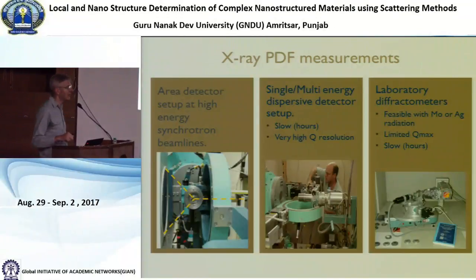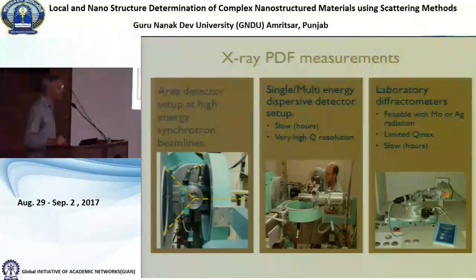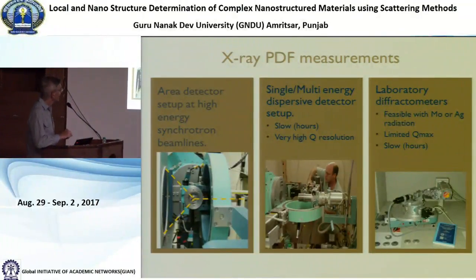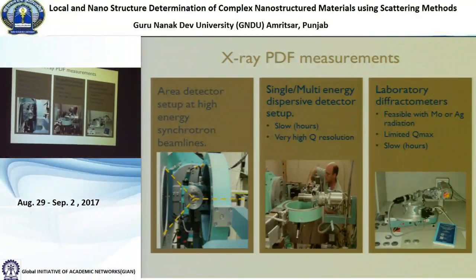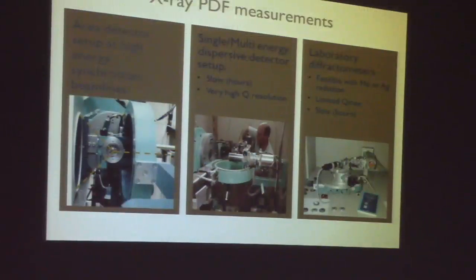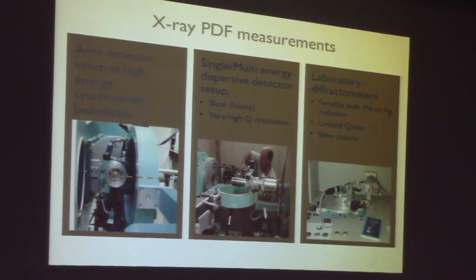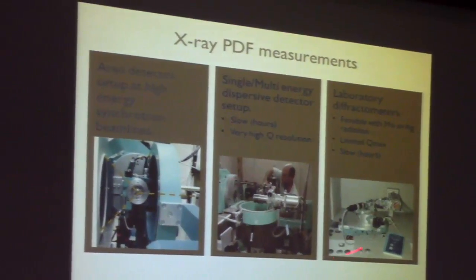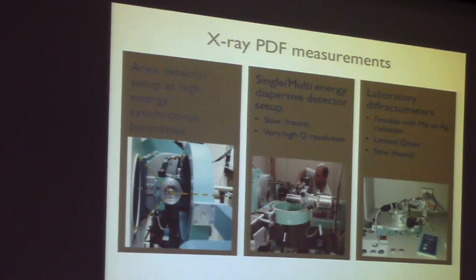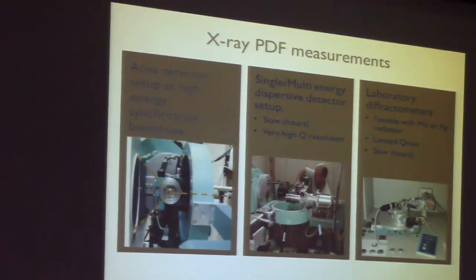So the key thing to actually do PDFs in laboratory instruments is that you have to have a molybdenum K-alpha or a silver K-alpha source. So the actual X-ray tube needs to be moly or silver. But the quality of the PDFs from these instruments is just as high as you get from these, but you have to measure for a very long time, so really many hours.